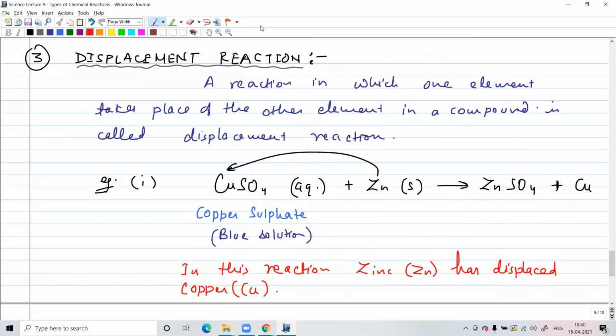Again, let me complete the information about the product also. Reactant, I wrote this copper sulfate is aqueous, zinc is solid, and I told you that copper sulfate is a blue solution, it is blue in color. And when it reacts with zinc, it becomes colorless. So zinc sulfate, what you have here, this is a colorless compound.